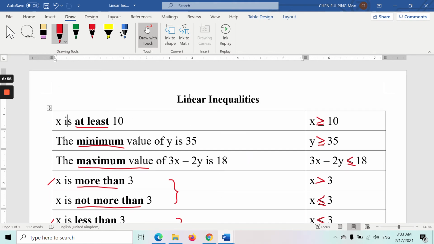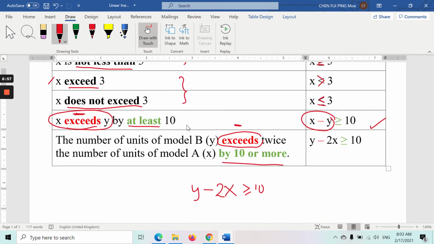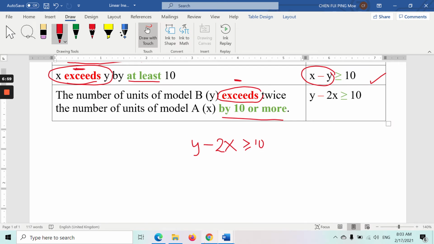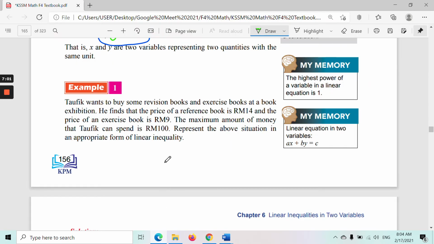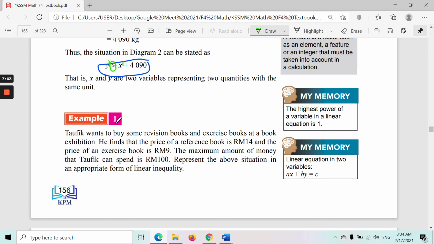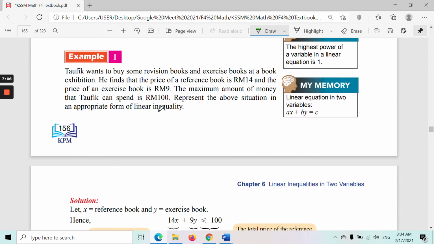So all this is a popular example of how to write down the symbol for linear inequality like this. So please memorize this. This one I will upload in your Google Classroom later on. So now please go back to your textbook, page 156, to look at the example, how we are going to write the linear inequality for this one. So this part you must understand what it means by the situation. So look at example 1, page 156.